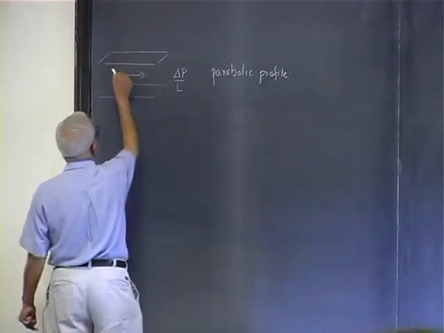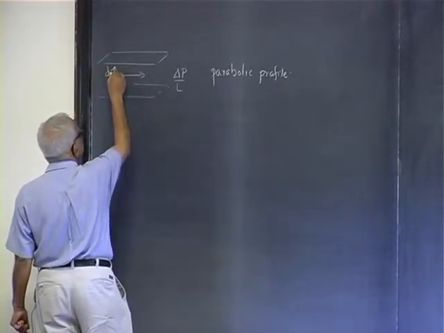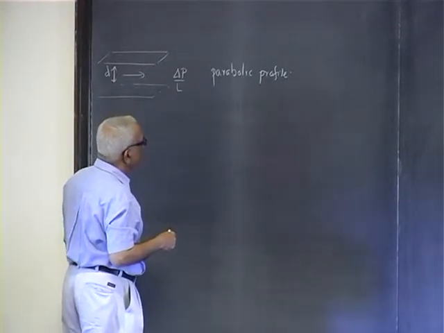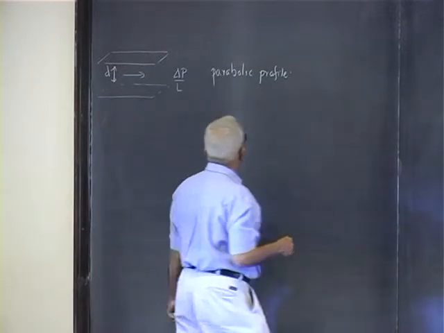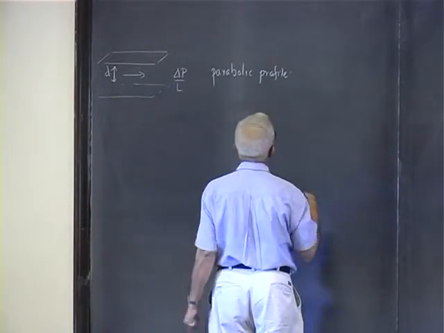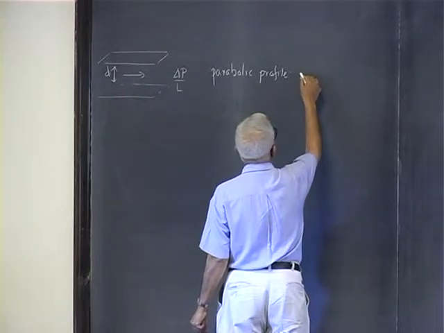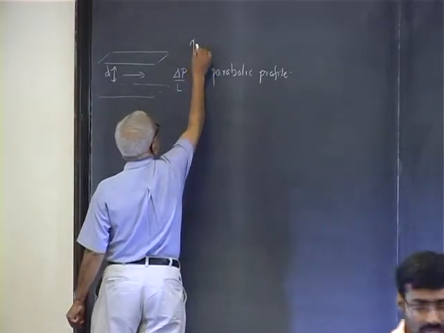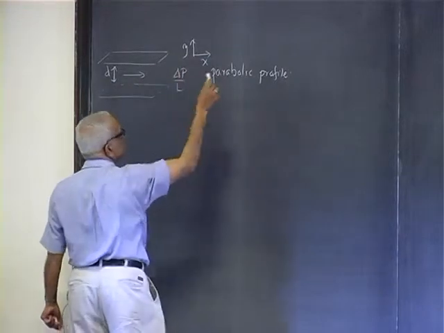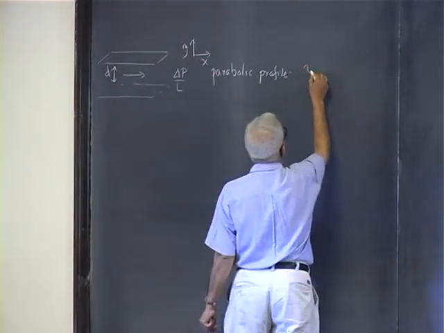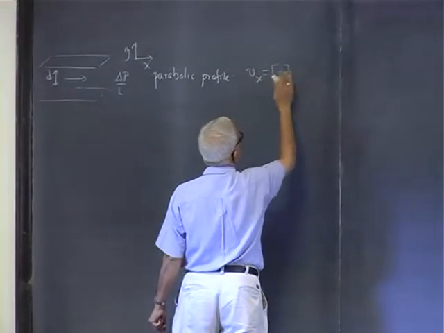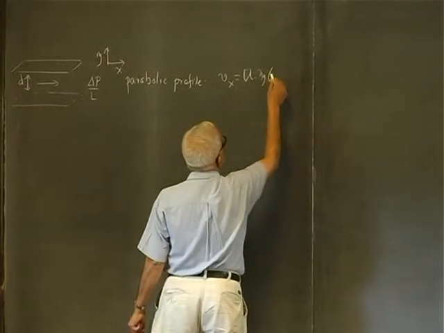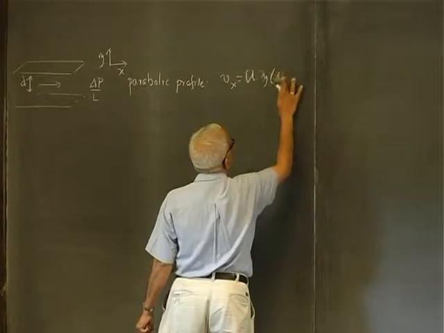And if the distance between the plates is d, there is going to be some mean velocity of flow. The velocity profile is going to be a parabolic profile, as I said. If this is the x direction and that's the y direction, and the flow is in the x direction, Vx is going to be some u times y into y minus d.